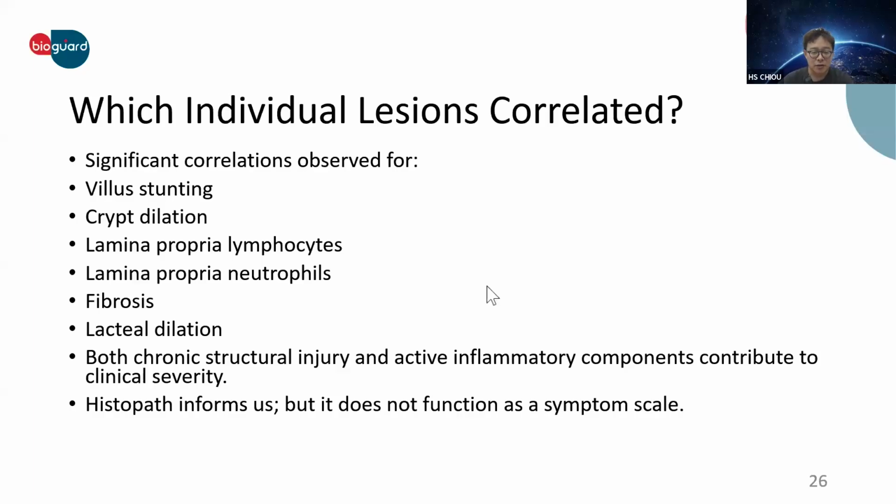So what does this tell us? It suggests that both chronic structural injury and active inflammatory components contribute to clinical severity. In other words, it's not just about how many lymphocytes are present. It's about how much structural damage has accumulated and whether active inflammation is ongoing. But again, the correlation was moderate, not strong enough to precisely predict how severe the symptoms will be in the patient. Histopath informs us, but it doesn't function as a symptom scale.